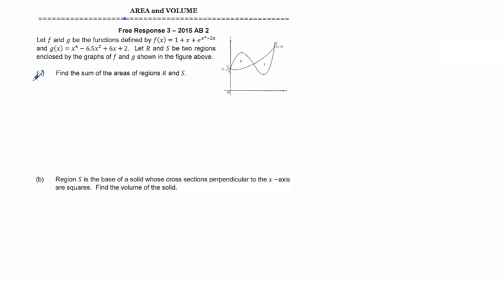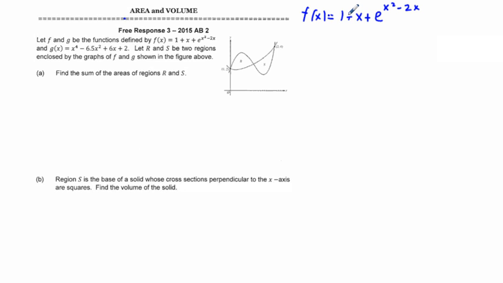Let f and g be the functions defined by f of x equals 1 plus x plus e to the power of x squared minus 2x. Since it's really not too legible here, I'm just going to write it out. We have f of x equals 1 plus x plus e to the power of x squared minus 2x.